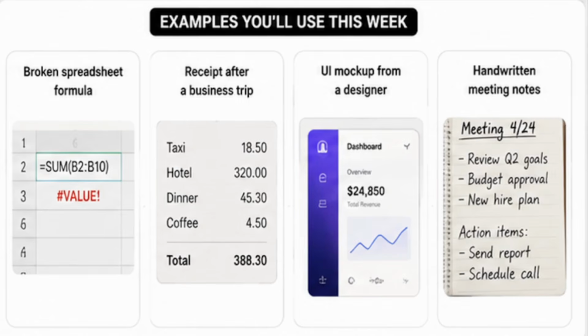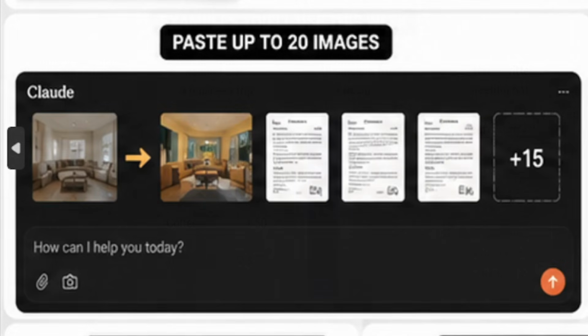Third, a UI mockup a designer just sent you. You paste the design and ask Claude to turn it into working code, or simply to critique the layout before it goes anywhere near a client. Fourth, a page of handwritten meeting notes. You photograph the page, paste it in, and ask for a clean, typed summary with action items pulled out. None of these require you to type a single word of the original content.